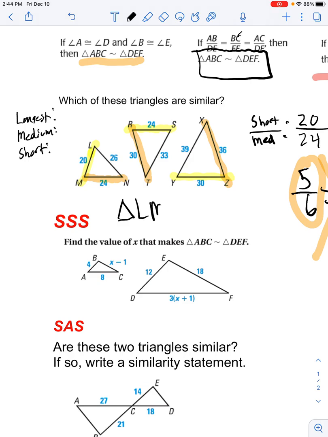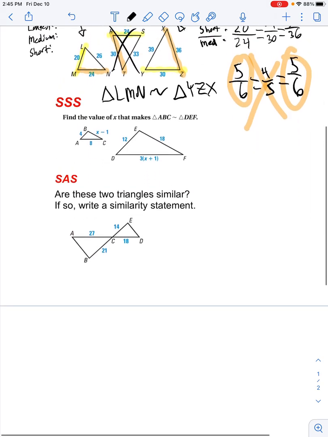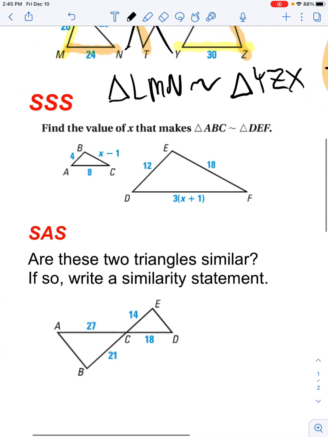So I would say that triangle LMN is similar to this one right here, and not similar to this one. Again, L and M, that's my short side going to my medium side. The order matters, so I'm going to say Y, Z, X.